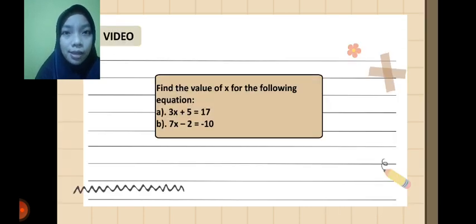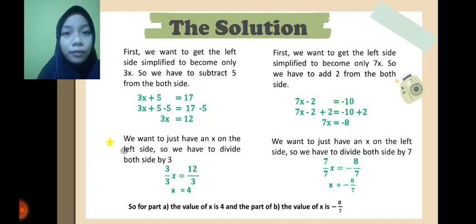Now we move to a question from the video. The question is: find the value of x for the following equations. The first equation is 3x plus 5 equals 17, and the second equation is 7x minus 2 equals minus 10. The solution: we have to solve the first equation.